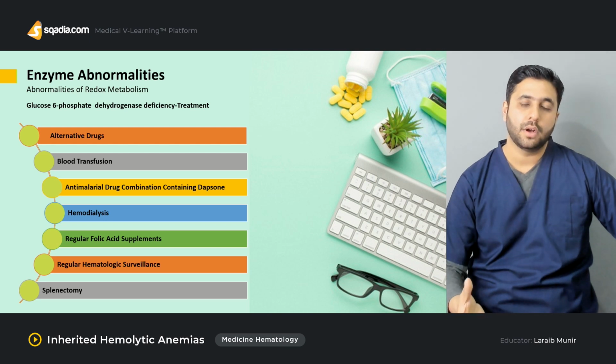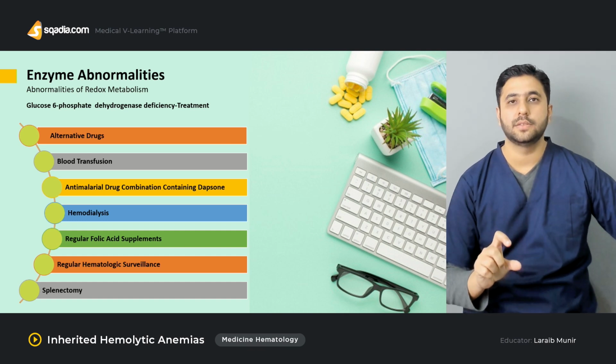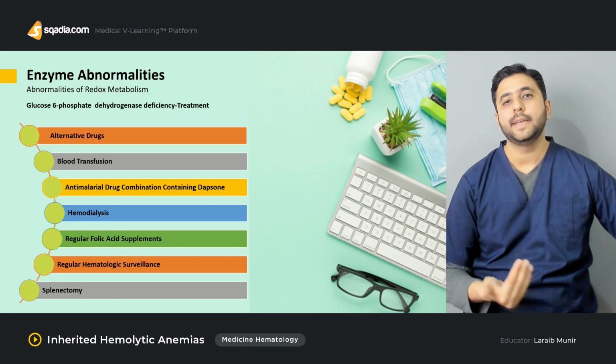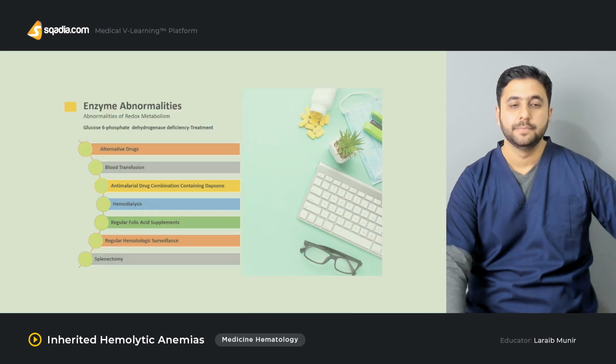And finally, if nothing works, we might have to do splenectomy, because although it is majorly an intravascular hemolysis, there is a certain role of extravascular hemolysis as well in these patients. And by removing the spleen, we might be able to alleviate some of the symptoms caused by the G6PD deficiency.